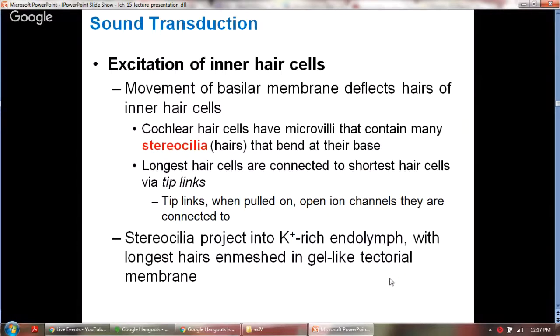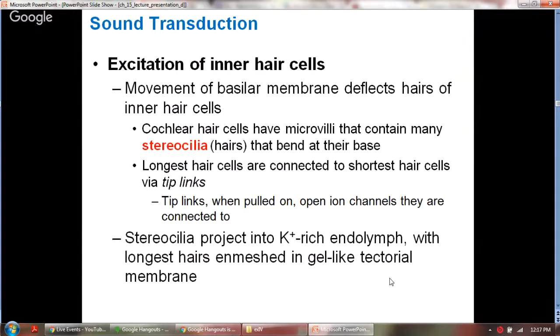So the basilar membrane mechanically processes the sound even before signals reach the receptors. And the movement of the basilar membrane deflects the hairs of the inner hair cells. The cochlear hair cells have microvilli, which contain many stereocilia that bend at their base. Also, the shortest hair cells are connected to the longest via tip links. When the tip links are pulled on, they open up the ion channels they are connected to.